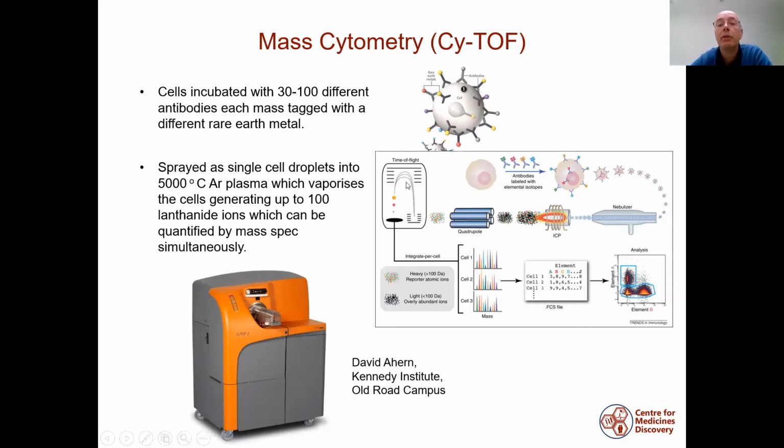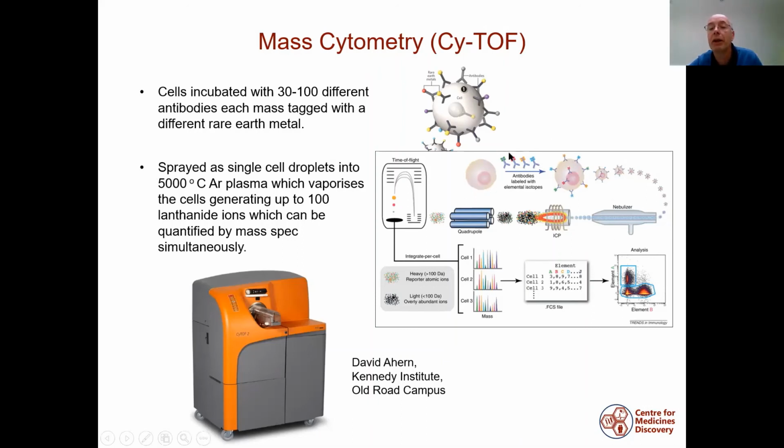So you incubate your labeled antibodies with your cells. Your cells are then sprayed as single cell droplets, and then they pass into this 5,000 degree plasma, and that will vaporize the cells, and all that will be left will be these lanthanide ions, and they can be quantified simultaneously in the mass spectrometer. So this is your workflow.